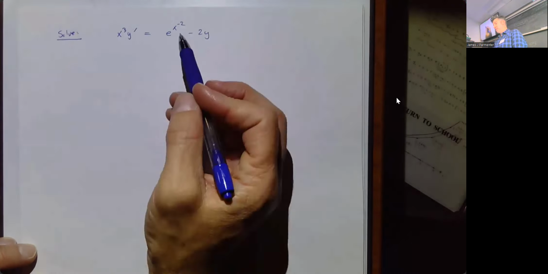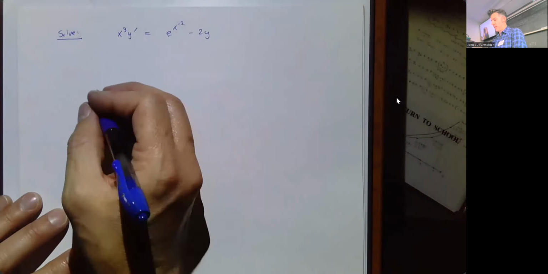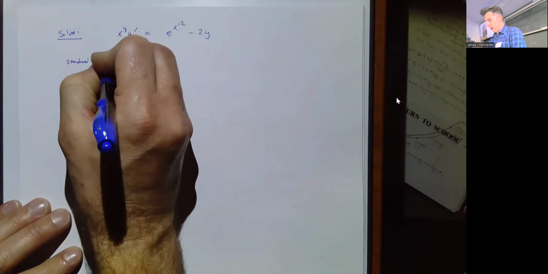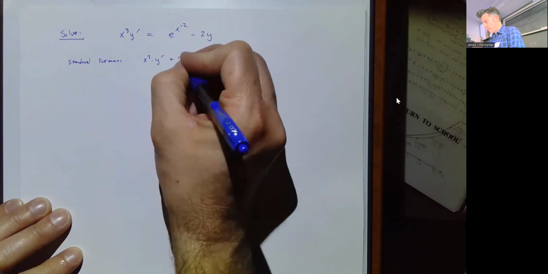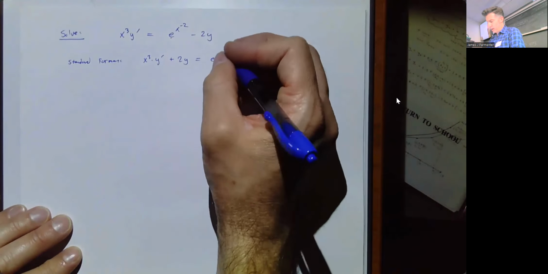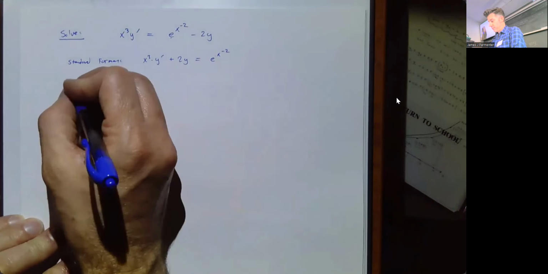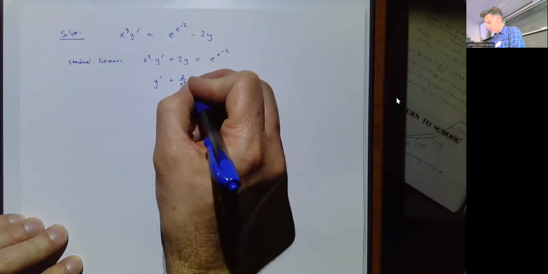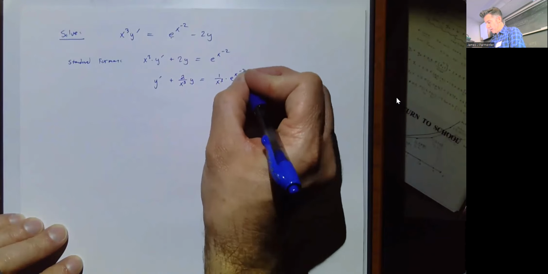Okay, so for sure not separable. We've got something with x's plus or minus something with y's, not going to happen. So we try to make it look like the standard format. First, we want the y prime and the y on the left. Let's write it as x cubed times y prime plus 2y equal to e to the x to the negative 2. And then we divide everything by x cubed. So then y prime plus 2 divided by x cubed times y equal to 1 over x cubed times e to the x to the negative 2.